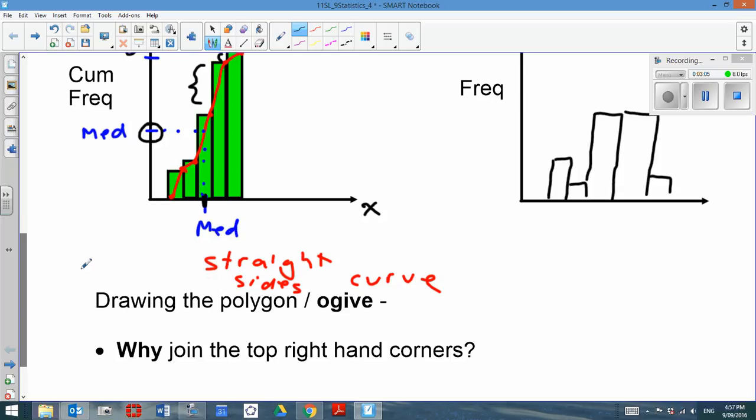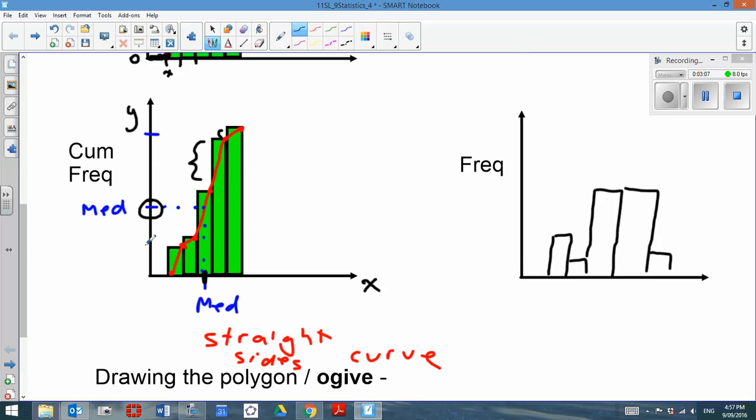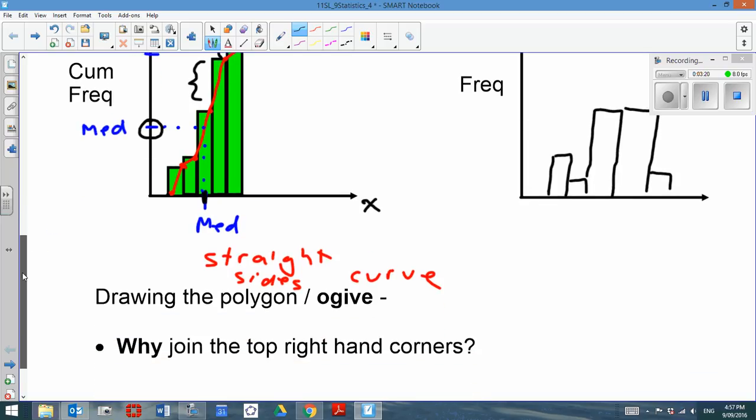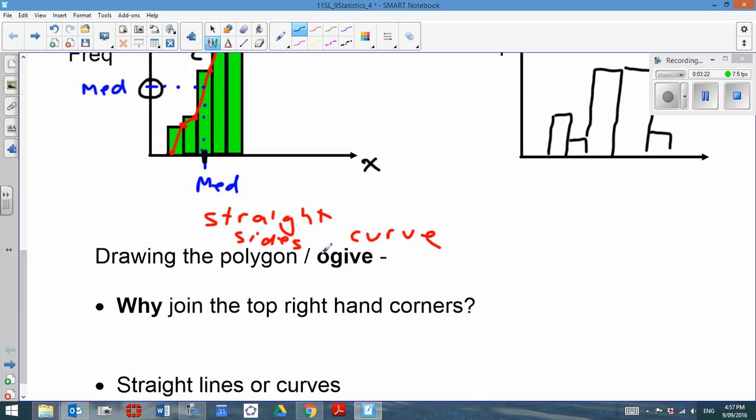So we call the shape that we make a polygon because it really is a closed shape. We're starting along the x-axis, we're connecting the top right corners of each bar, and then we end in the top right corner right at the max of how many total values we actually have if you added them all together. So we call this a polygon or an ogive.